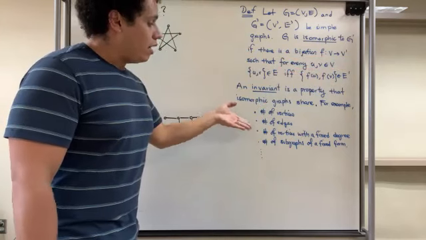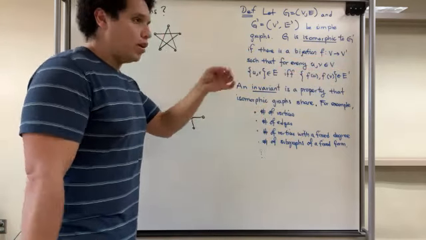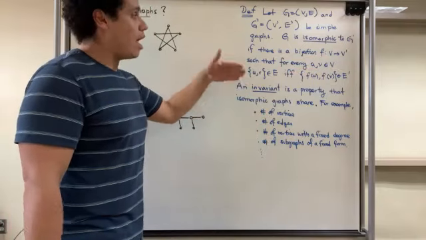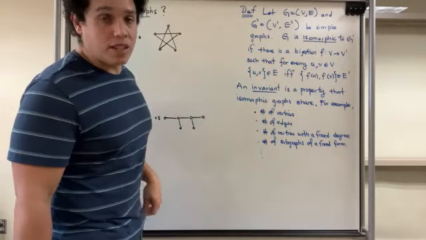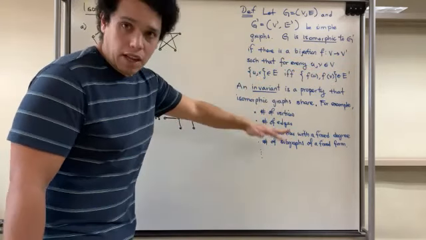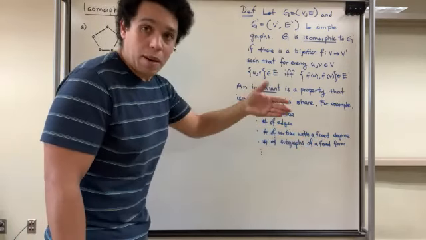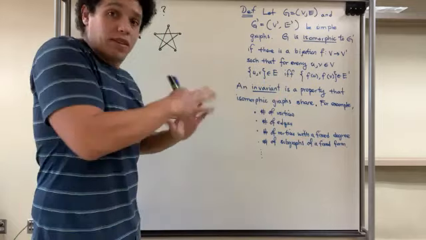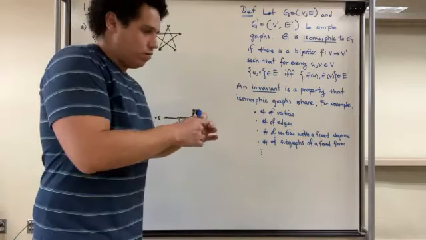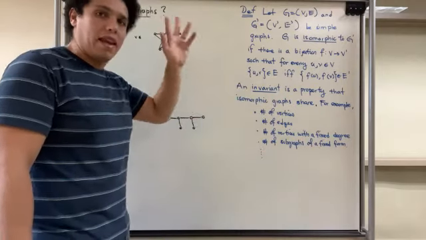They should have the same number of vertices with a fixed degree. Why? Because the degree should be preserved, as that is just a property associated with adjacent vertices. And they propagate, so there should be the same number of subgraphs of a fixed form, for example, cycles or trees or complete bipartite graphs. I mean, that's what I have, dot, dot, dot. There could be many, right?